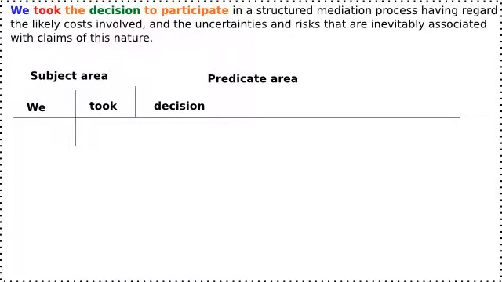To participate is a part of speech called an infinitive. An infinitive is the basic form of all verbs. And in English, we make infinitives by putting the word to in front of the verb stem. But to participate is not used as a verb here. It's used as a modifier. It answers a question about decision.